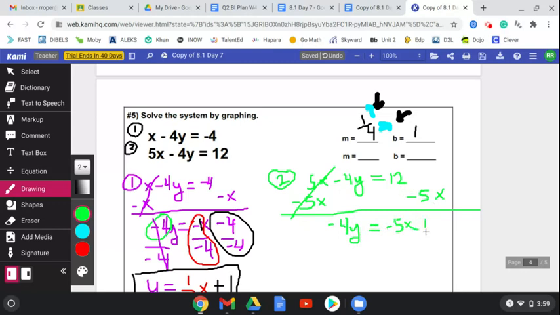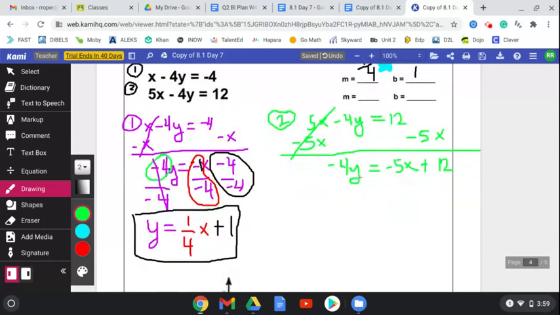This constant is positive, so I put plus 12. Okay, solve for y by dividing by not 4, but negative 4. Every term in the equation gets divided by negative 4 because I'm solving for y right here. These negative 4 simplify, so y equals.